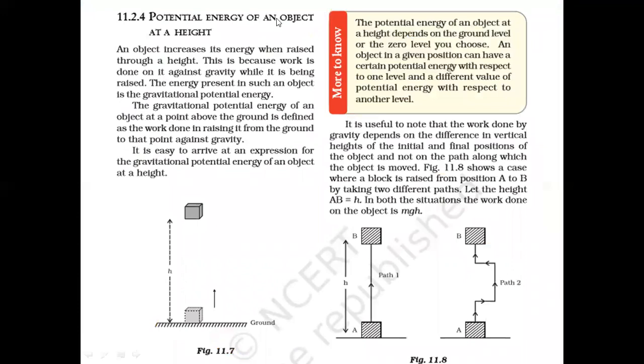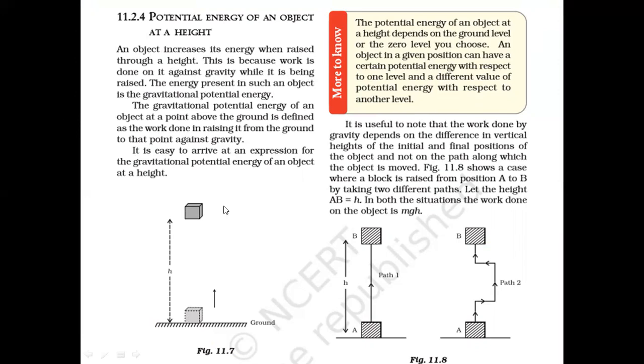Now let us see potential energy of an object at a height. What I am doing is keeping an object. It increases its energy when raised to a height. I'm taking the object, I'm raising it, and I keep it over here. This is because work is done on it against gravity while it is being raised.